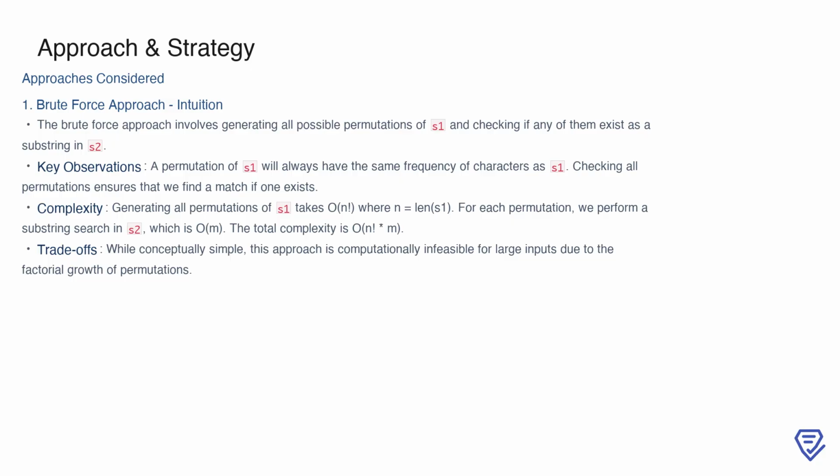Generating permutations of S1 has a factorial time complexity of O(n!), where n is the length of S1. For each of these permutations, we then search for a substring match in S2, which takes O(m) time, where m is the length of S2. The total complexity, therefore, is O(n! * m), which grows extremely quickly and becomes impractical for larger input sizes. While the method is conceptually simple, its inefficiency makes it unsuitable for real-world use, especially with longer strings.